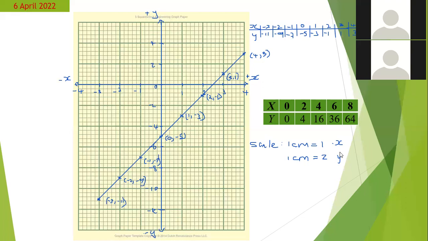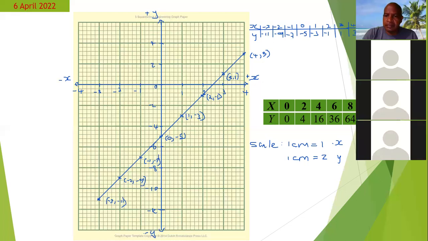Okay. Miss Montgomery, are you drawing the graph? Ms. Dorothy, are you drawing the graph? Yes, sir. Okay. All right.